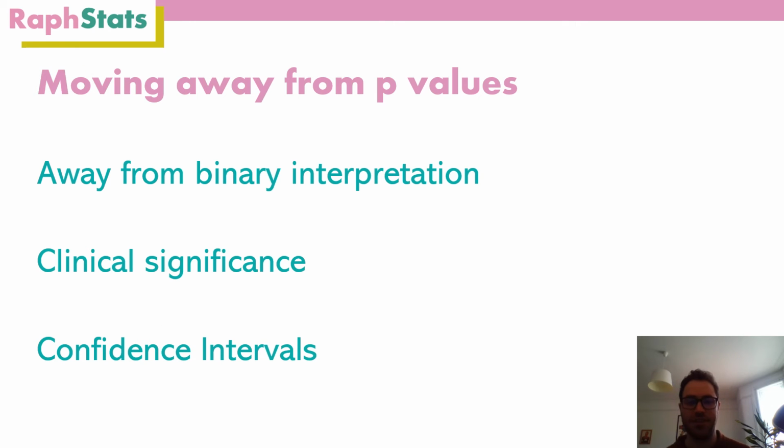In the next section of the lecture, we're going to talk about moving away from p-values. There's been a bit of a trend in research to move away from this binary interpretation to a more subtle, complex interpretation. And this often involves confidence intervals and also thinking about clinical significance.